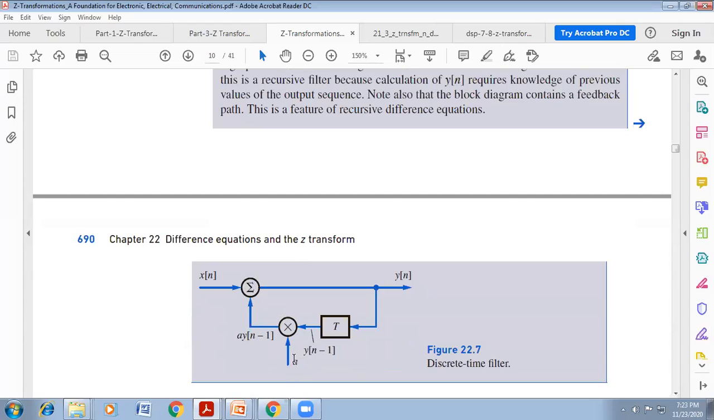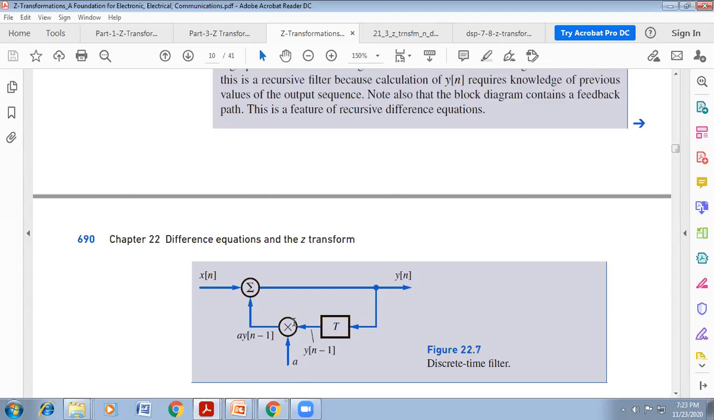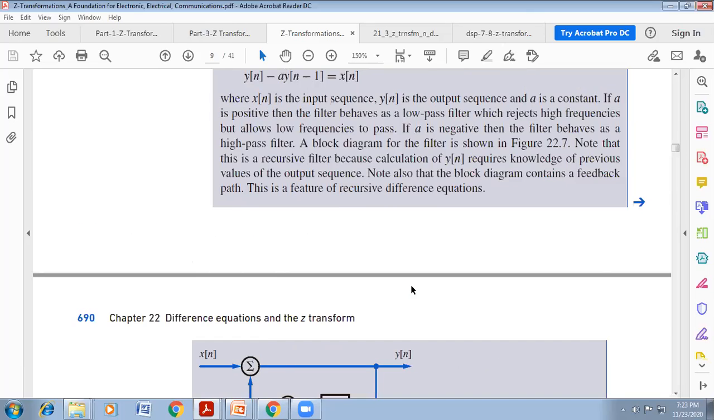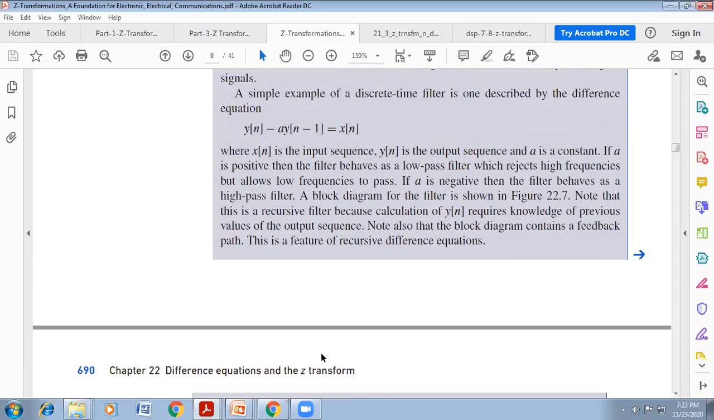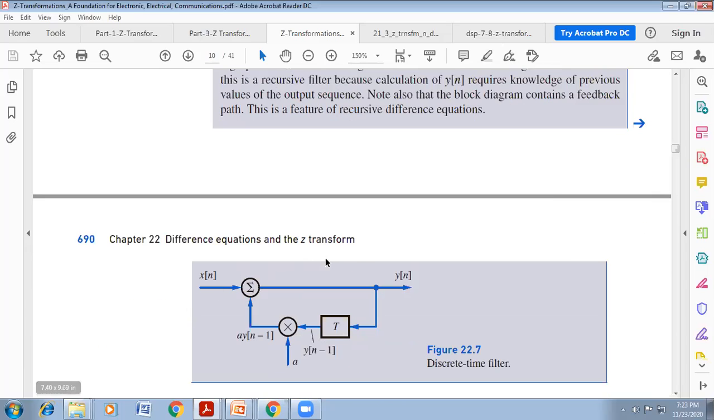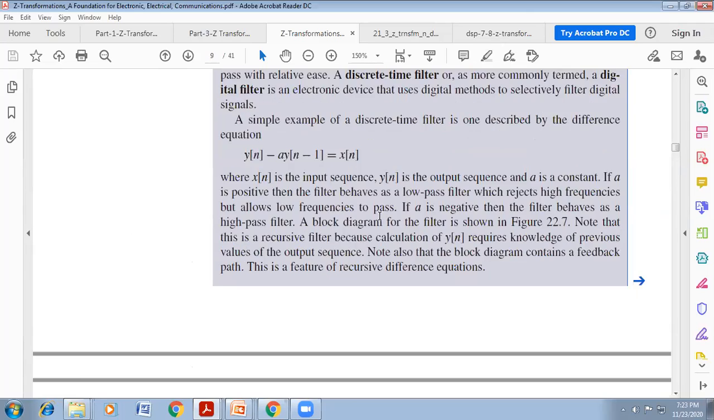And adding a constant to y[n minus 1], we get this block. This is the x[n] input and y[n] is the output. This will be the total output y[n]. x[n] is the input, remember it. And this is the block representation of the discrete time filter for this difference equation. Understand?